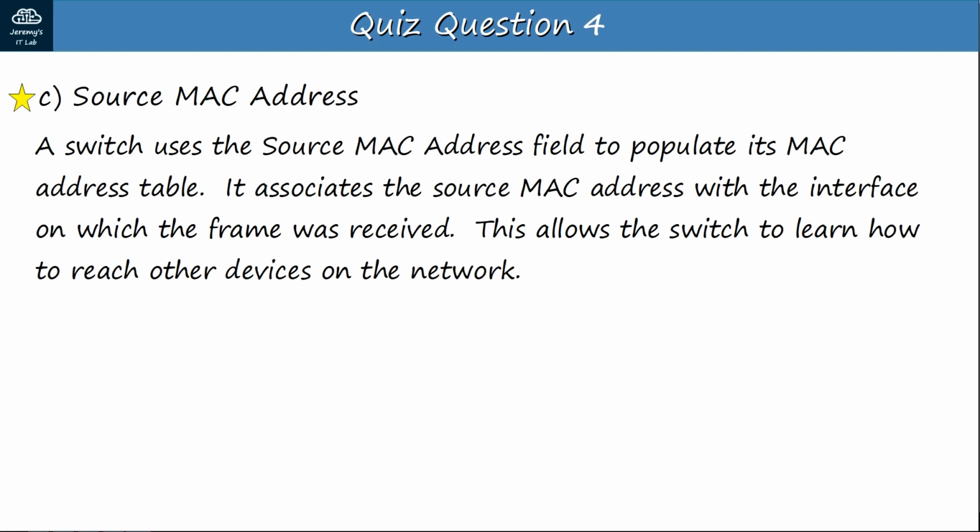A switch uses the source MAC address field to populate its MAC address table. It associates the source MAC address with the interface on which the frame was received. This allows the switch to learn how to reach other devices on the network. So C, source MAC address, is the correct answer. Let's go to question 5.